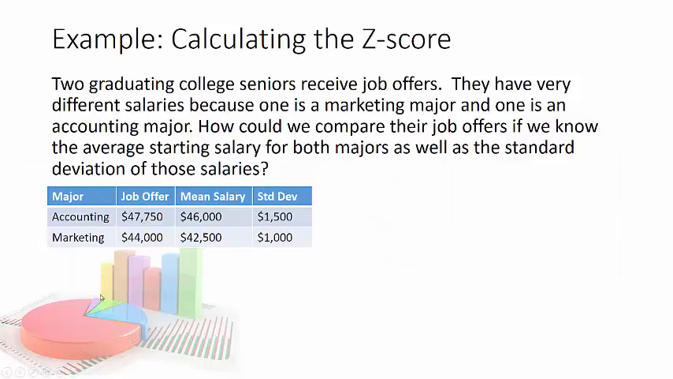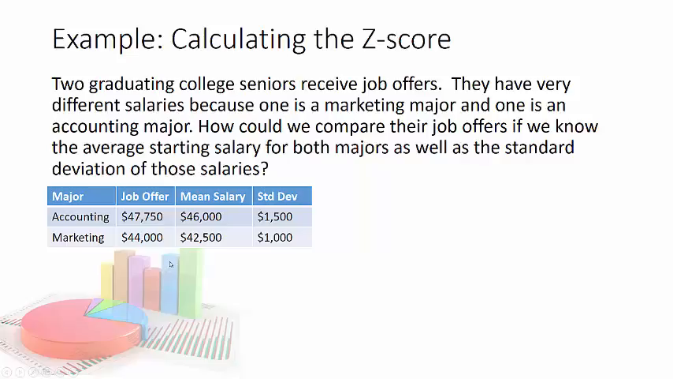So let's take a look at this example. We've got 2 graduating college seniors receiving job offers. Now they're going to have different salaries because one is a marketing major and one is an accounting major. How could we compare their job offers if we know the average starting salary for both majors as well as the standard deviation? I probably should say the mean starting salary. We also use average a lot. So the way that you could say is, okay, the accounting major is getting $1,750 over the mean.